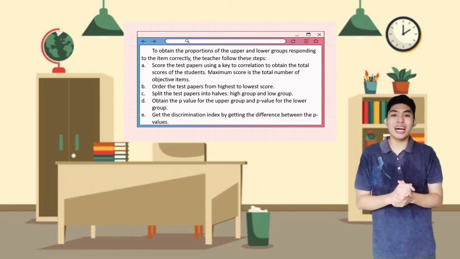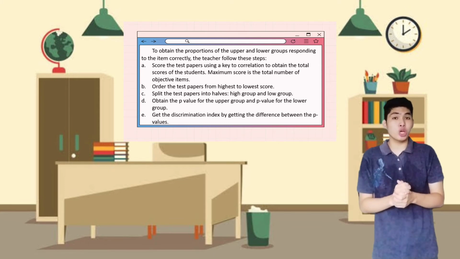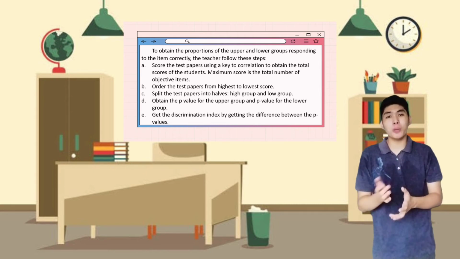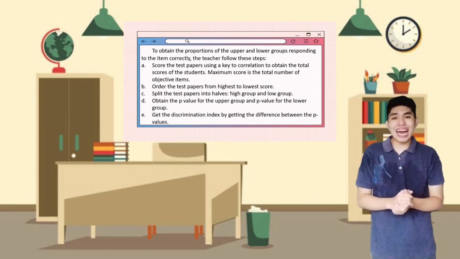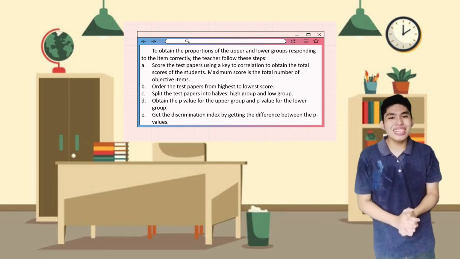The formula is D, where D is the item discrimination index, is equal to PU, which is the p-value for the upper group, minus PL, which is the p-value for the lower group. Are the steps clear, class? Okay, very good, class. Good job.